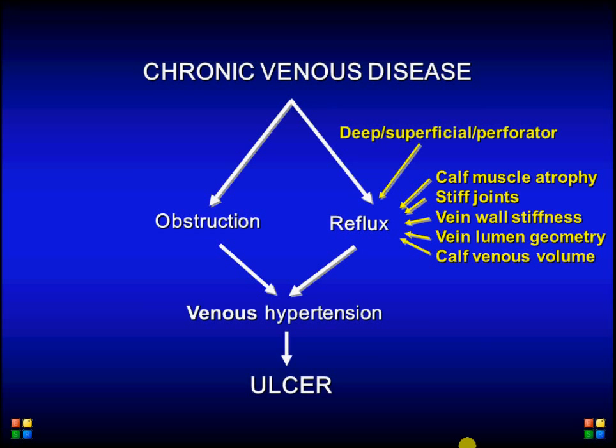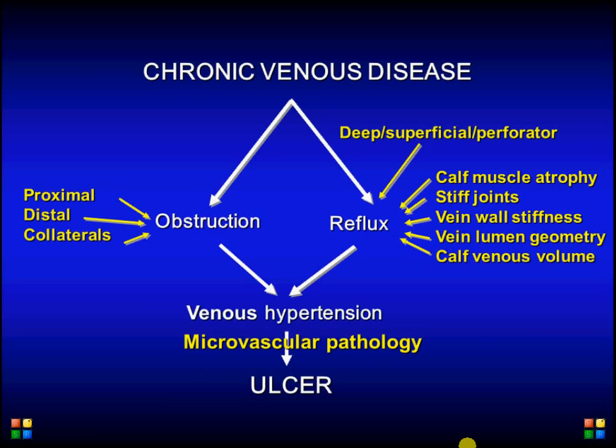When it comes to reflux, you can have it in the deep system, you can have it in the superficial system, and you can have perforators connecting them. When we look at obstruction, again, we have a proximal obstruction, maybe going above the inguinal ligament, and a distal one that may be just involving the calf or the femoral vein. And then you have collaterals, and what do they do? Do they compensate for obstruction, or do they just indicate an obstruction? And finally, as we heard from Andrew, there is the microvascular pathology. So this is a very complicated situation.